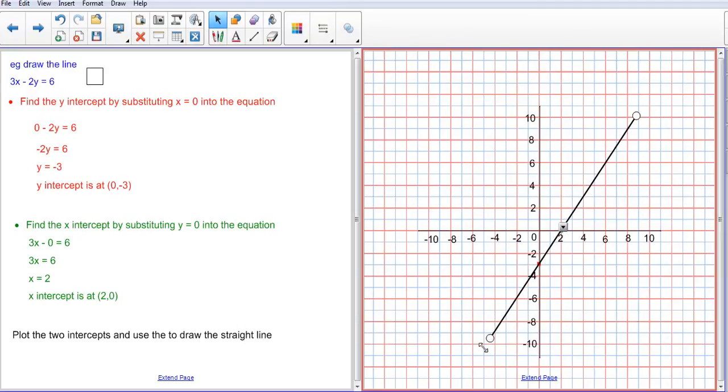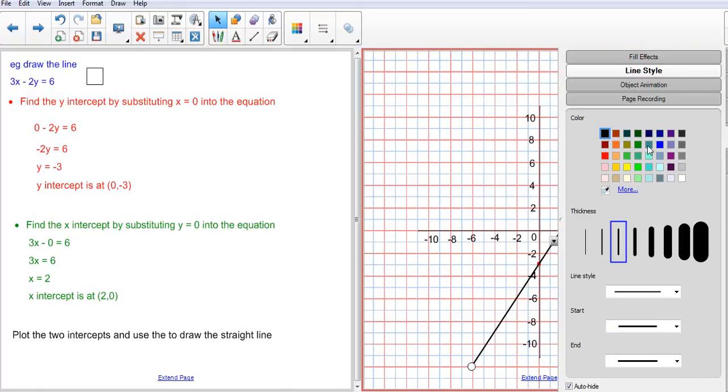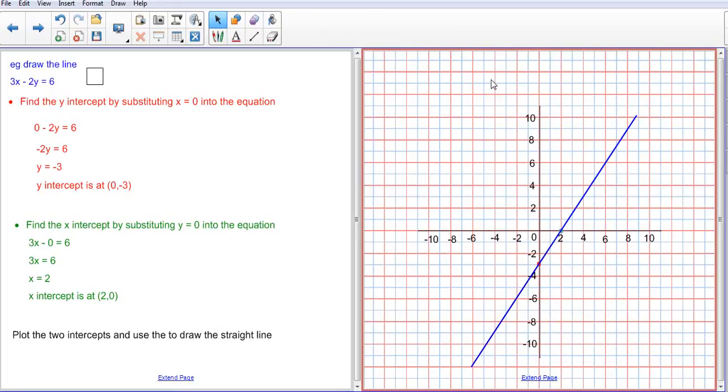remember then our line doesn't just stop at the intercept. What we can do, then I want to change that so it's blue, just make it stand out slightly, and there is our line. 3x take away 2y is equal to 6.